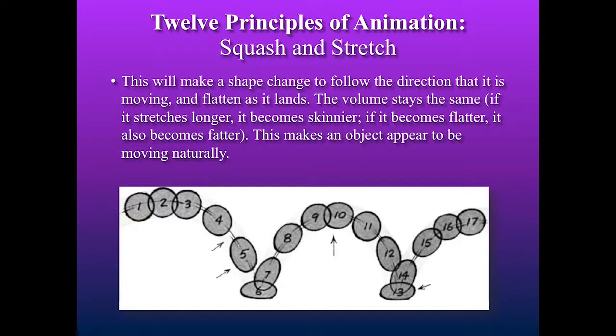Detail, squash and stretch. This makes a shape change to follow the direction that it is moving, flattening as it lands. The volume stays the same. If it stretches longer, it becomes skinnier. If it becomes flatter, it also becomes fatter. This makes an object appear to be moving naturally.